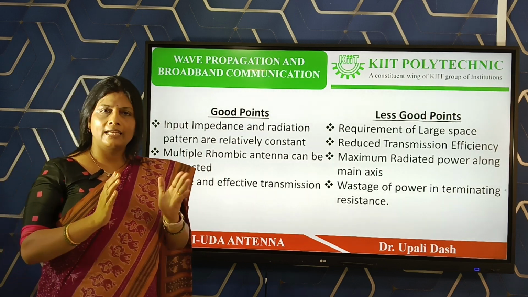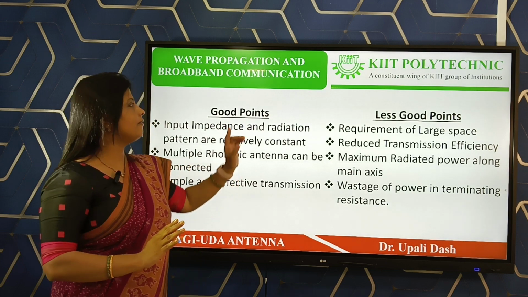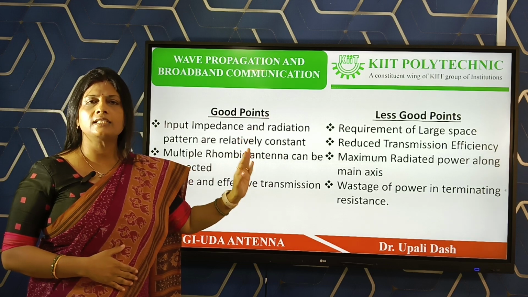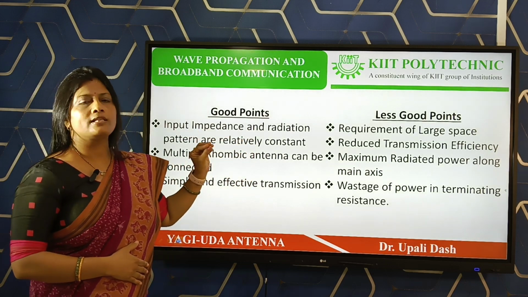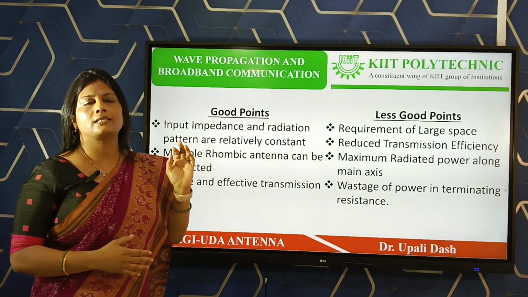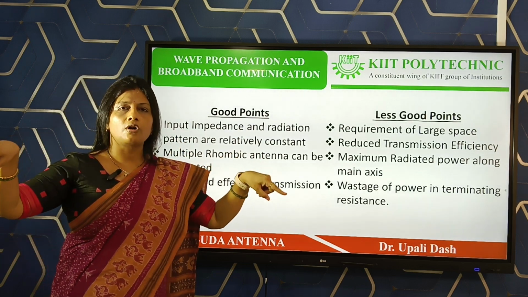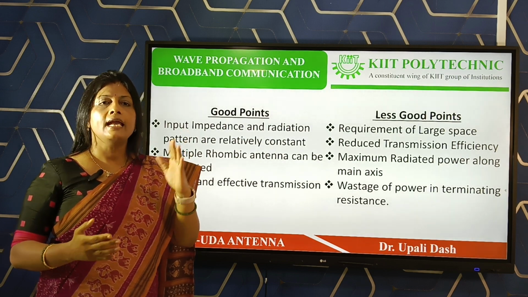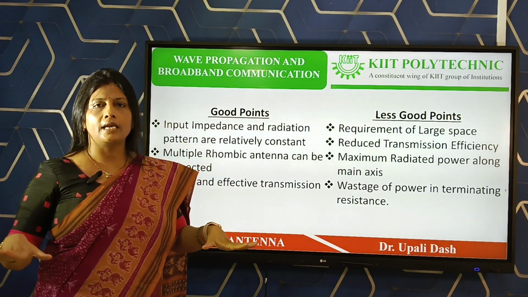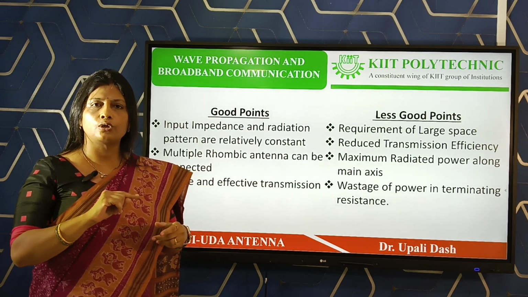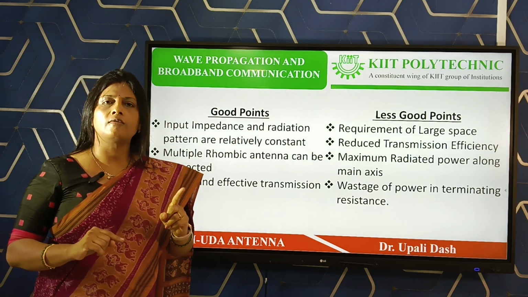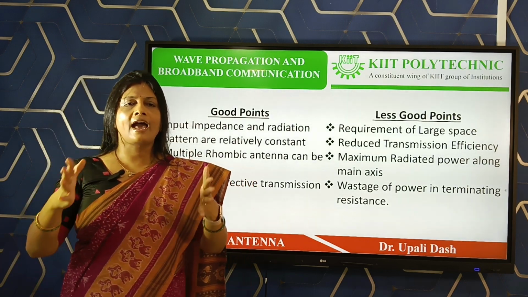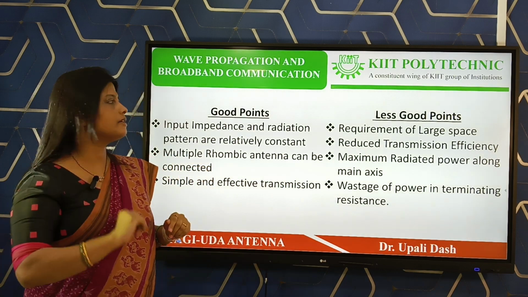But it also has some disadvantages. Though I have used the words less good points, actually these are disadvantages. Requirement of large space. Why? Because for four corners we require four poles and we have to polarize it horizontally or vertically. It requires a large area, and I told you we can have a cascade connection also. If with one antenna our problem is not solved, we have to use 3 to 4 antennas. Then in that case we have to have a large space. That is the first drawback.